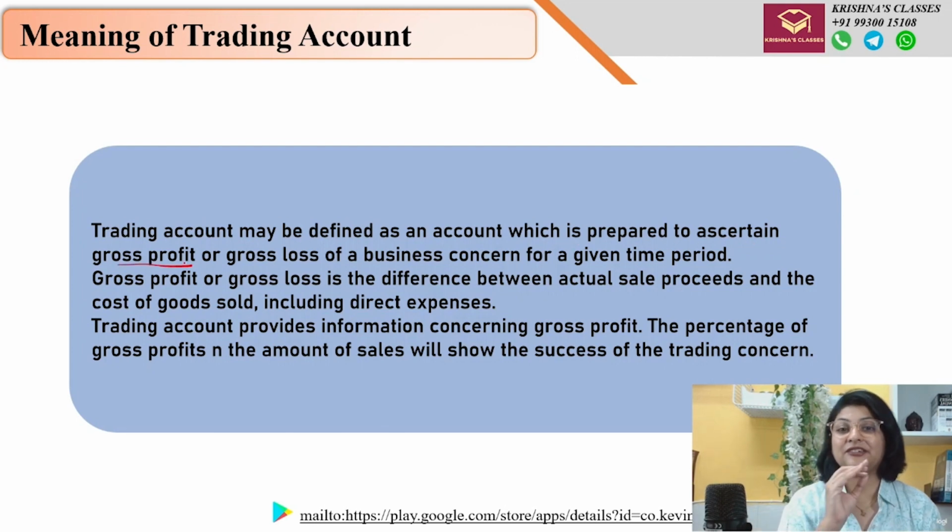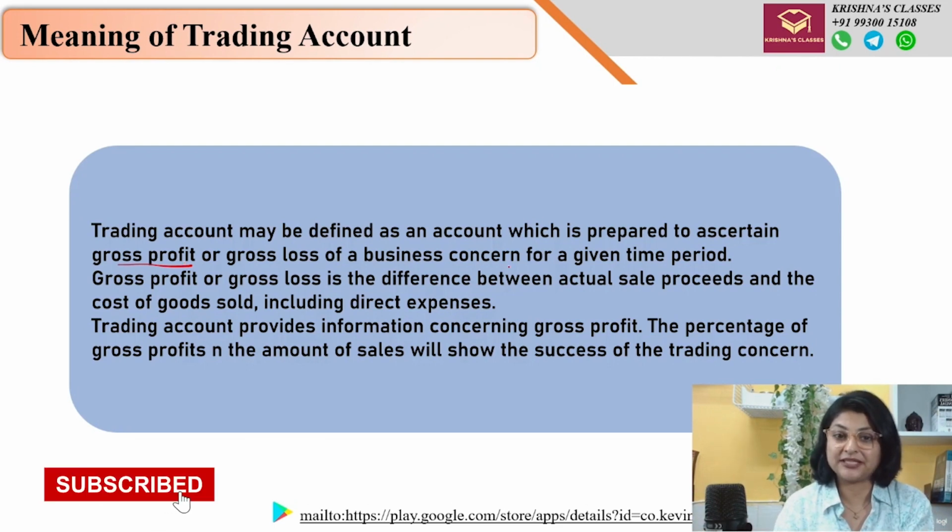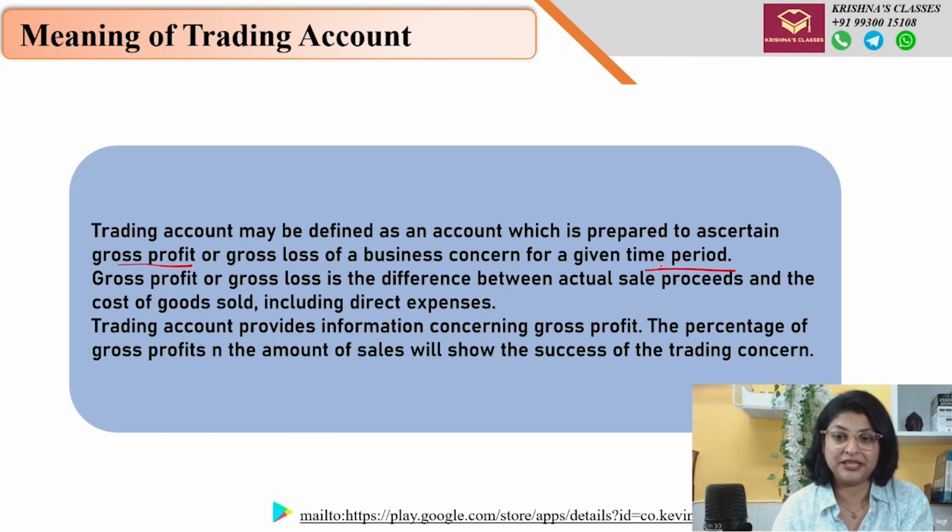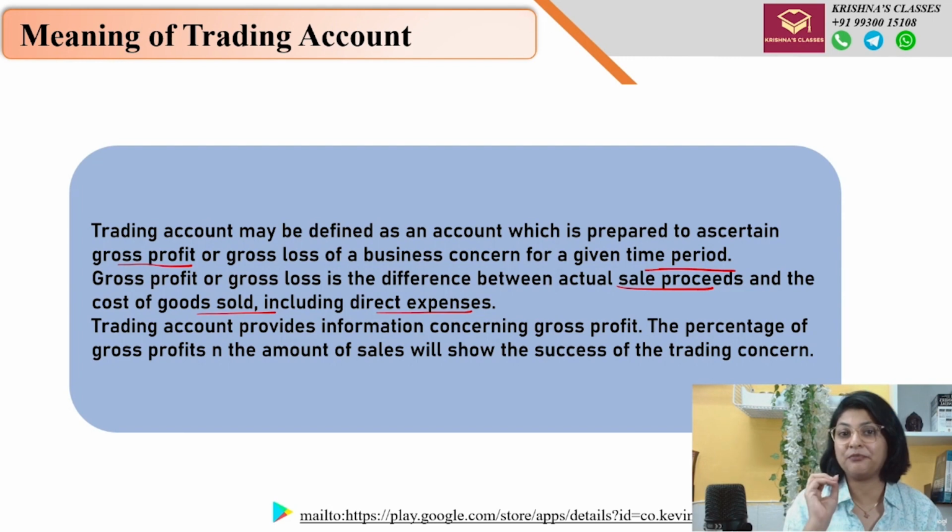So when you make a trading account, you ascertain the gross profit or gross loss of the business concerned for a given time period. Gross profit or gross loss is the difference between the actual sales proceeds and the cost of goods sold, including the direct expenses. So in short, trading account is an account from where we understand the gross profit, which is a rough estimate of profit, which comes by reducing the direct expenses from your revenue.